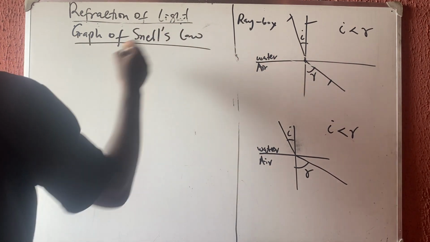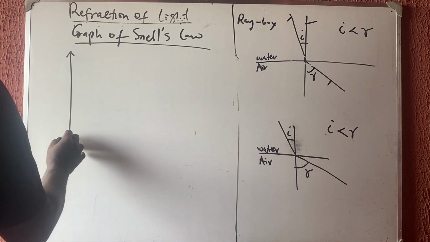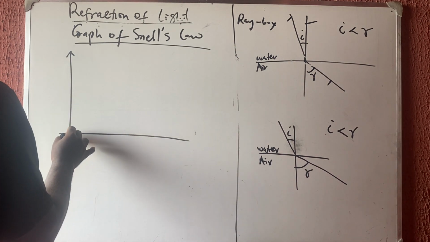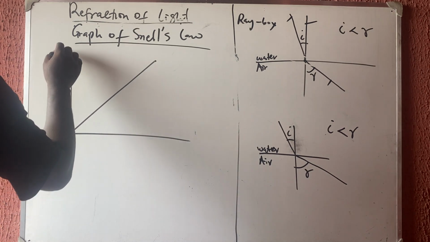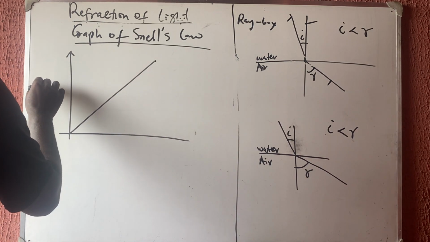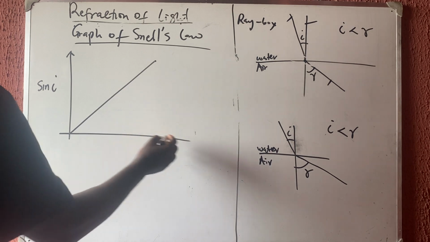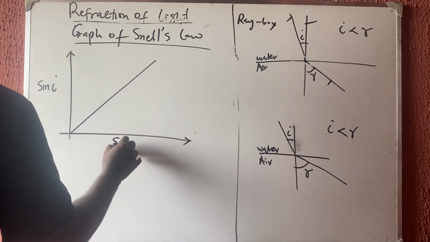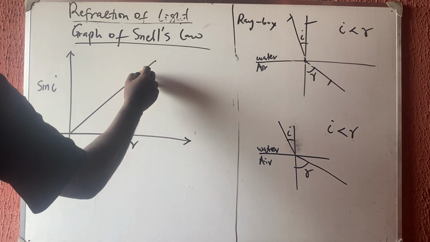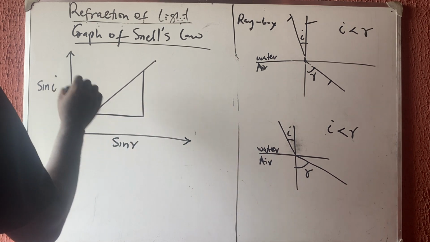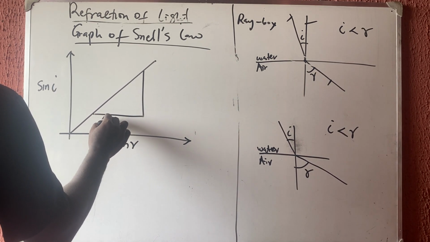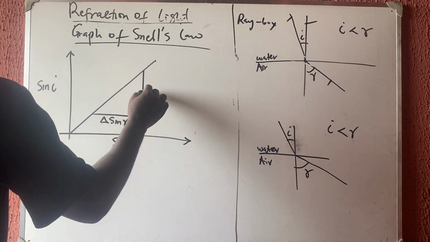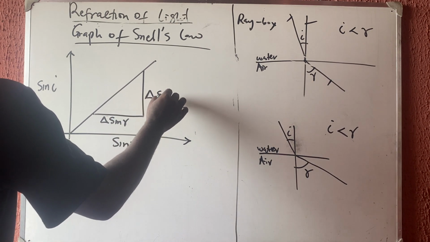The graph of Snell's law is a straight line graph that passes through the origin. On the vertical axis, you plot sine i, and on the horizontal axis, you plot sine r. Then you see that this is your slope. This side is the change in sine r, and this is the change in sine i.